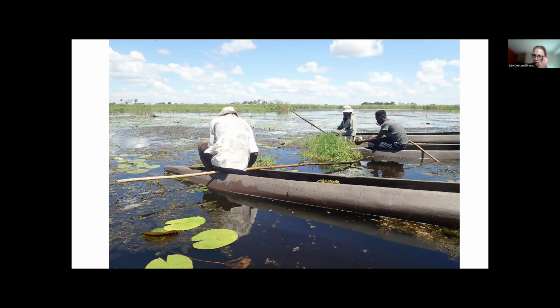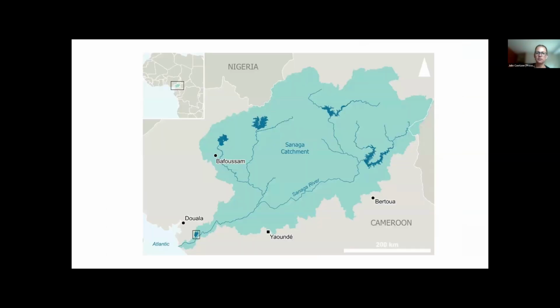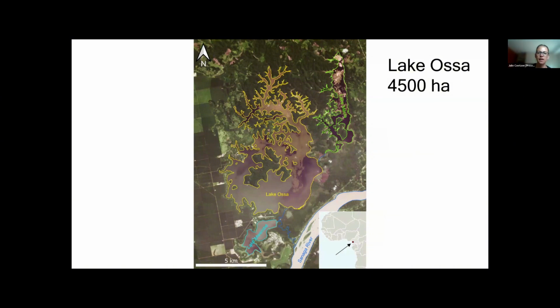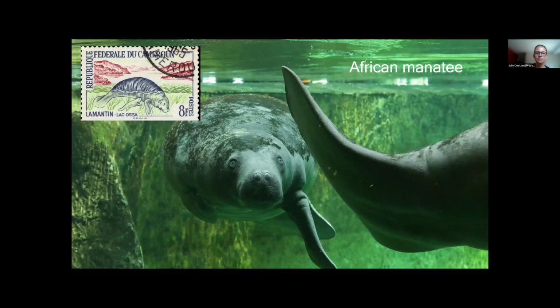I think I've probably run out of time. So I do have a lovely story from Cameroon. It's very similar. I'm going to just skip right to the end. So this is this system called Lake Ossa. It's the biggest breeding habitat for the African manatee.